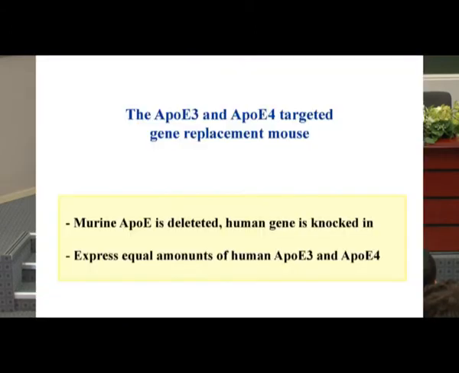The most important model we are currently using in our lab is the so-called ApoE3 and ApoE4 targeted gene replacement mouse model. This is an interesting model where the murine ApoE background is deleted and the human gene is knocked in. Most importantly, the ApoE3 and ApoE4 mice express equal amounts of the two isoproteins.